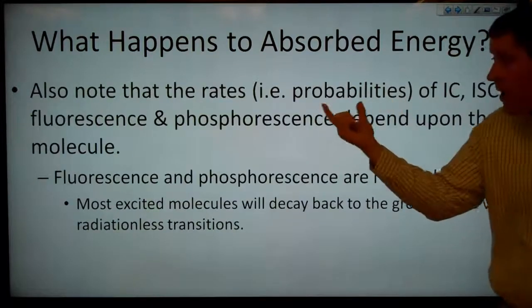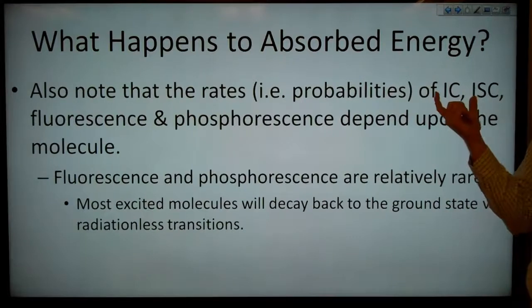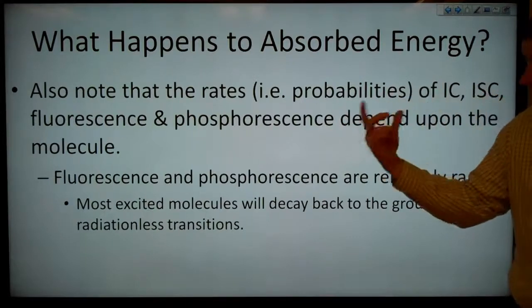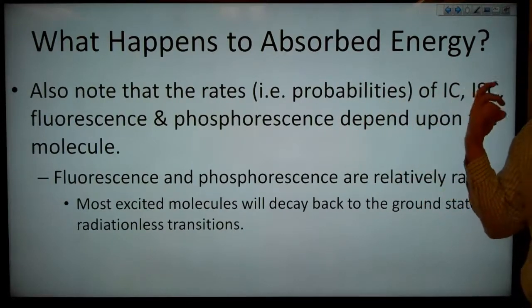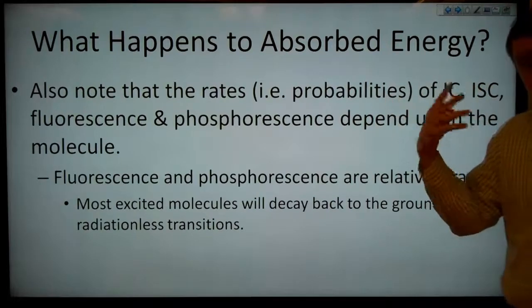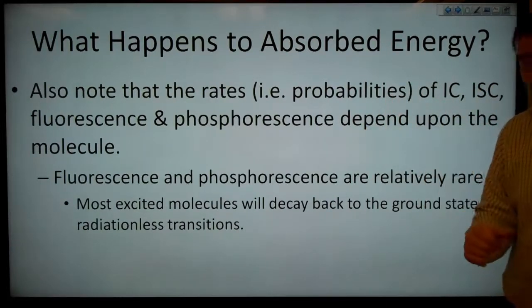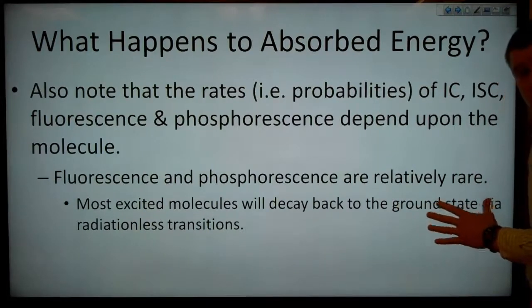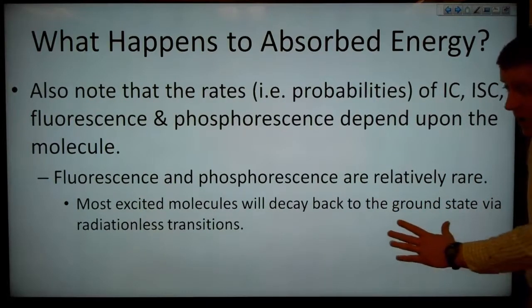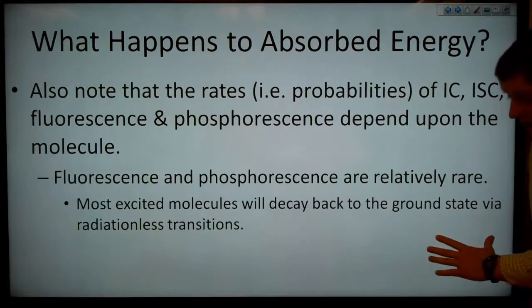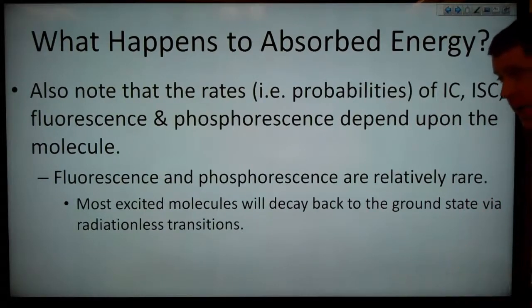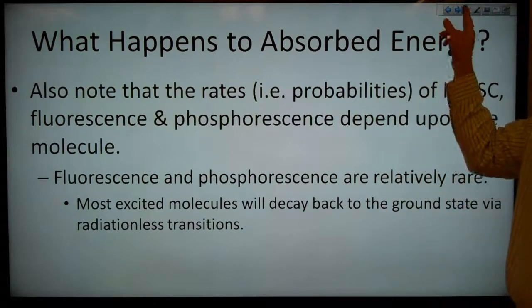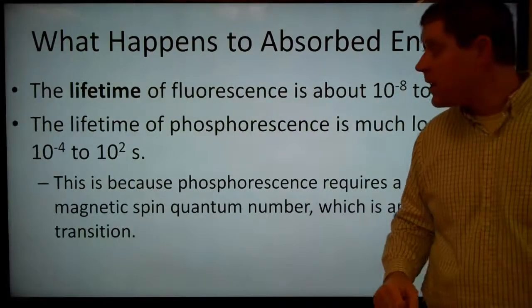So also note that the rates or the probabilities of internal conversion, intersystem crossing, fluorescence, and phosphorescence depend upon the molecule. So some molecules have particularly high or low rates of each one of these. And fluorescence and phosphorescence are generally relatively rare. Most excited state molecules will decay back to the ground state via radiationless transitions. So they'll lose their energy as heat, in other words.